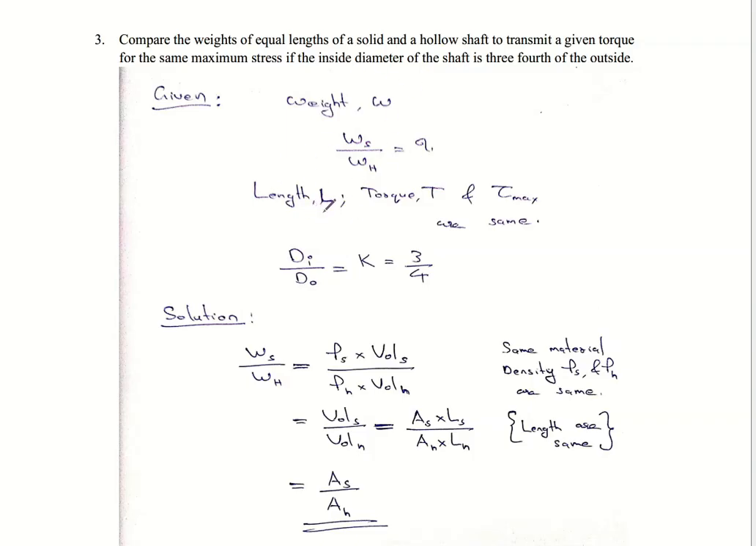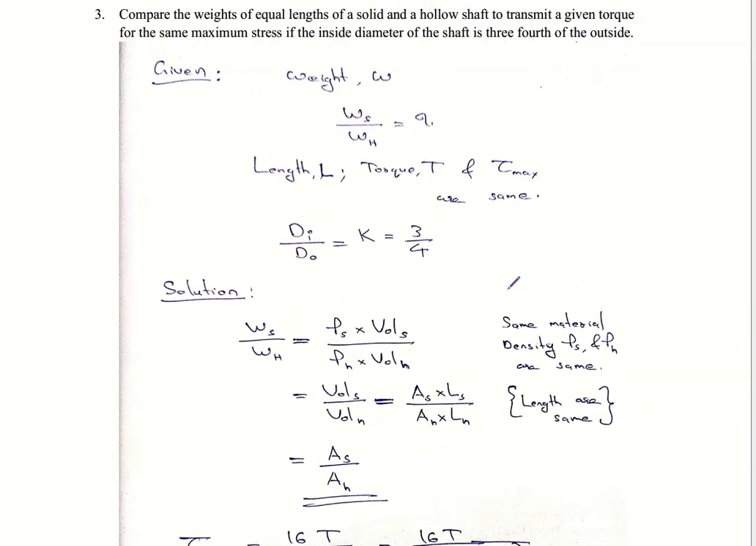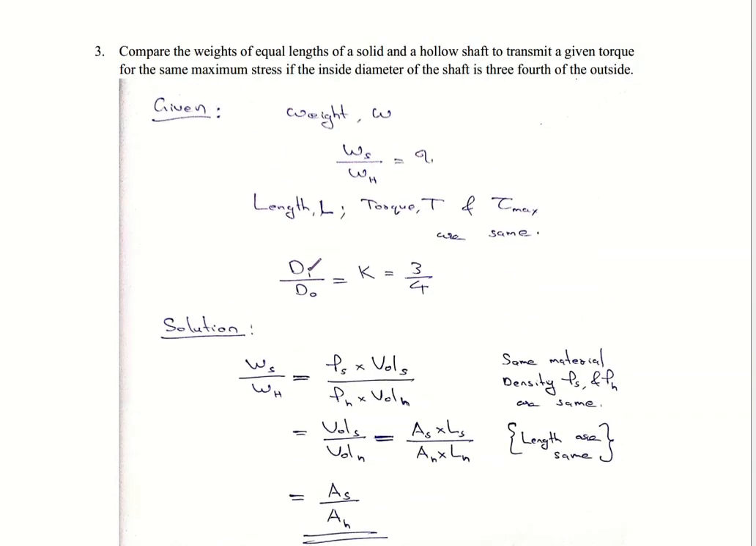Now, in the question it is given that length L is same, torque applied T is same, and the tau max, it is the same material, so the maximum permissible stress is also same. All are same. And another important factor given in the question is di by do, the ratio of inner diameter to outer diameter, that is K. In our basic equation, we have established K as nothing but 3/4.